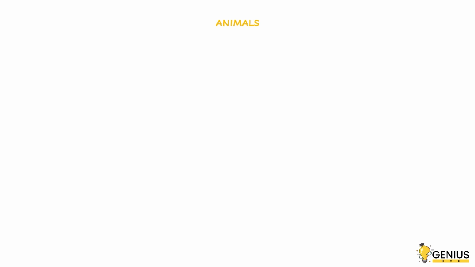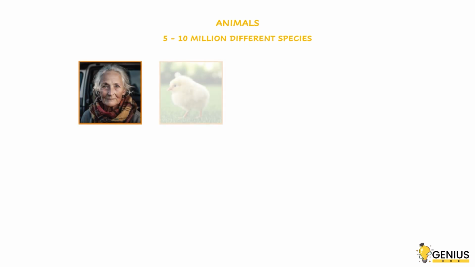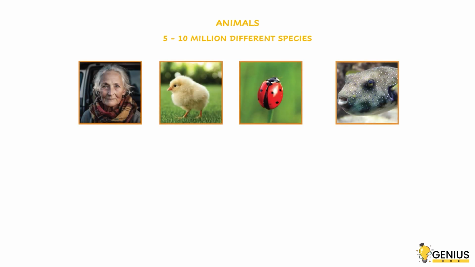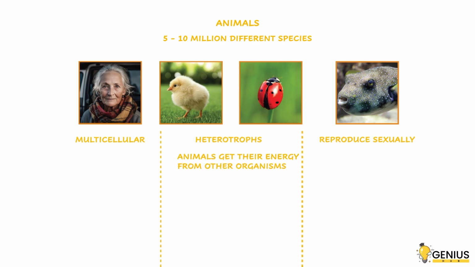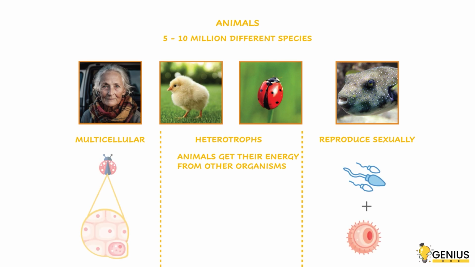You are likely familiar with the animal kingdom, which consists of an estimated 5 to 10 million species, including humans, chickens, ladybugs, and lionfish. All animals share common traits. They are multicellular, obtain energy by consuming other organisms (heterotrophs), and most reproduce sexually. Multicellular means that each organism consists of many cells rather than just one.